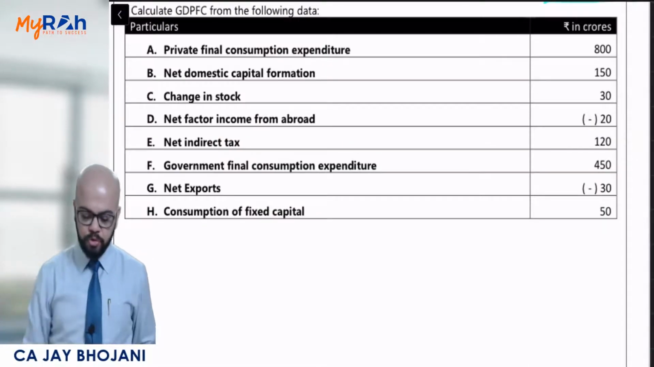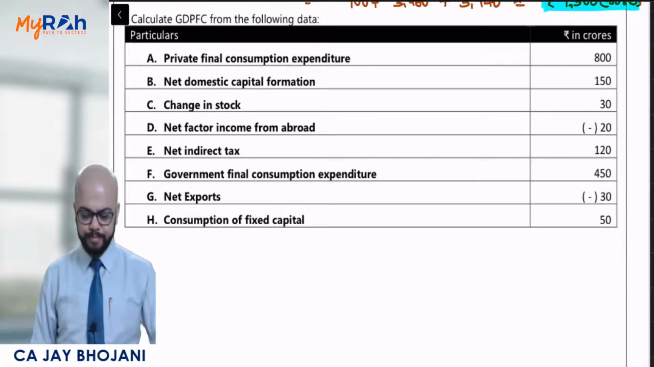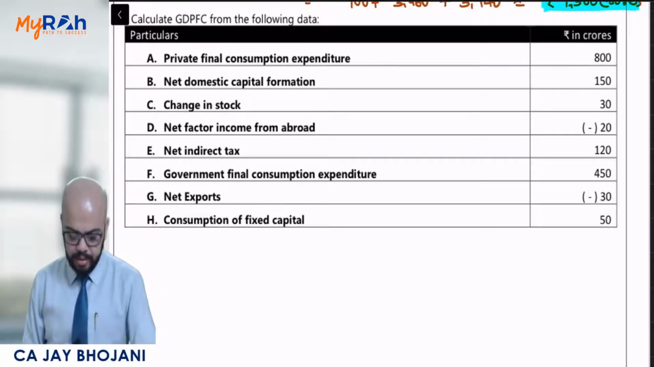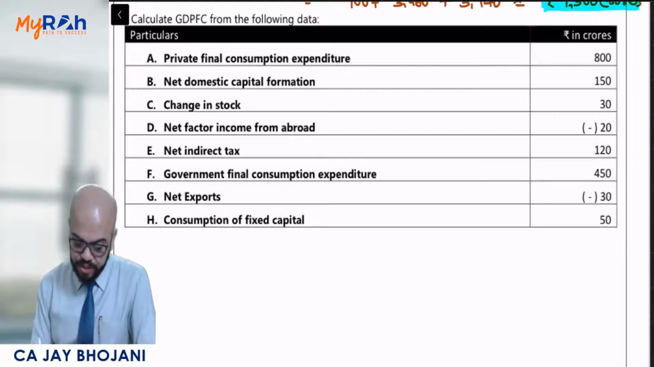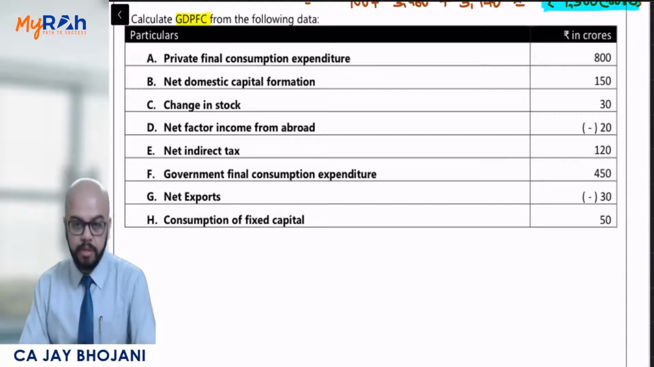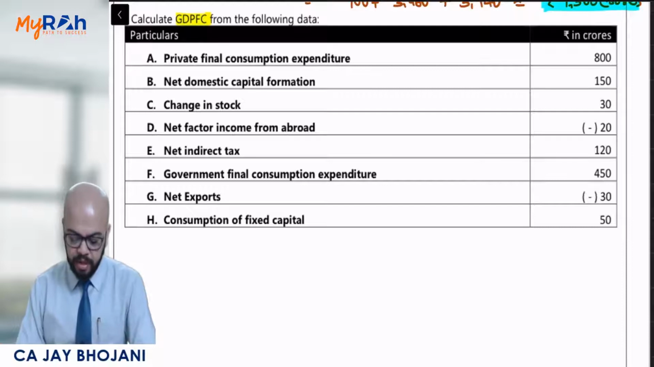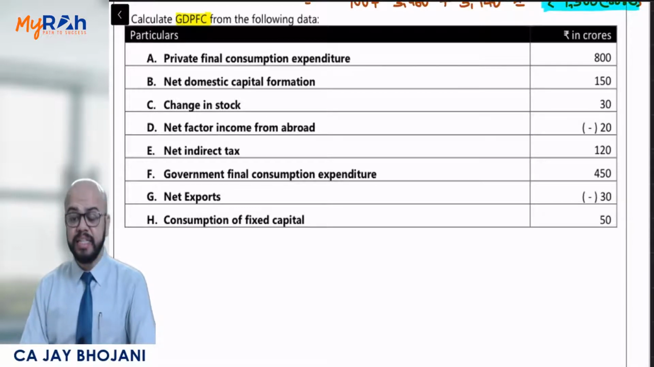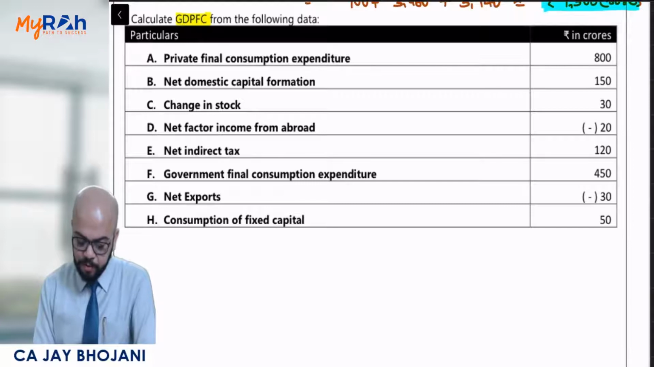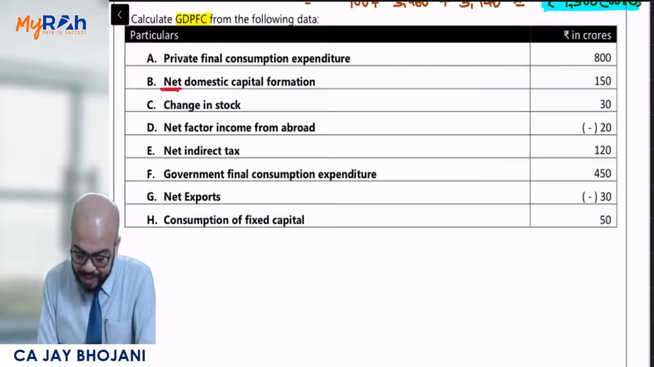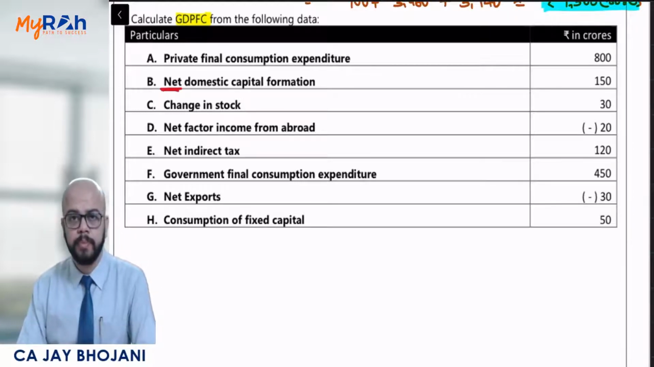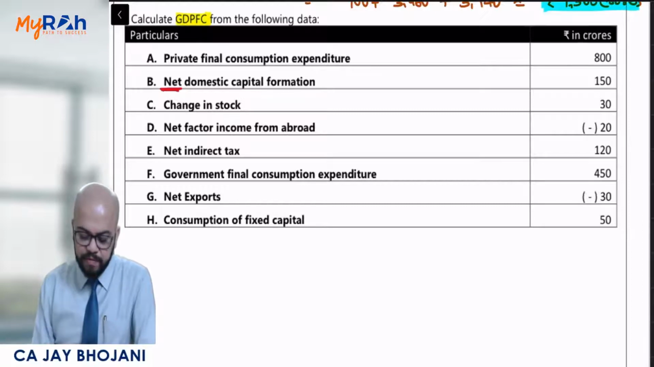Okay, now coming to question number 2. See, you are required to find out GDP factor cost. GDP factor cost, okay. And what are the information that is available to us? We have PFCE, private final consumption expenditure. We have NDCF, net domestic capital formation. Okay, please pay attention, it's net, right? Then we have change in stock.